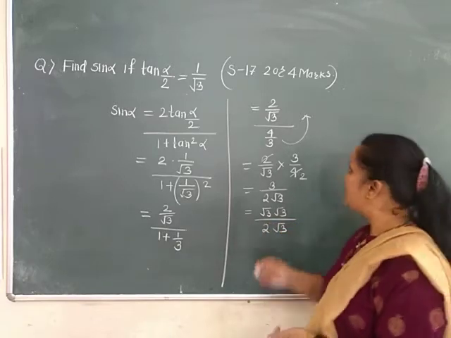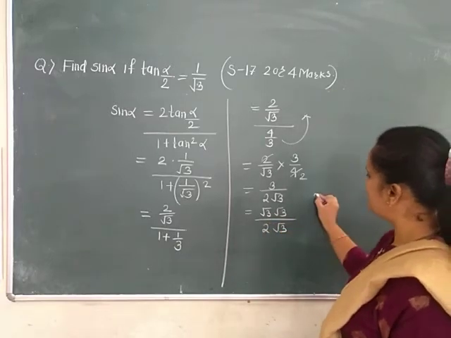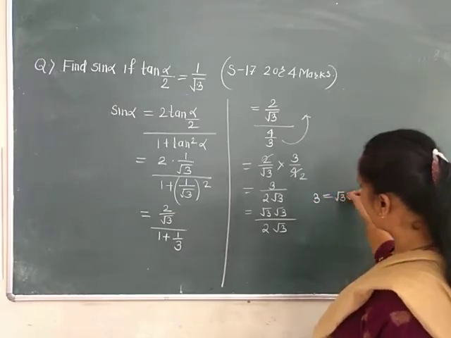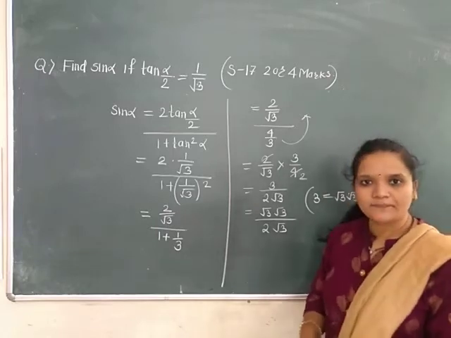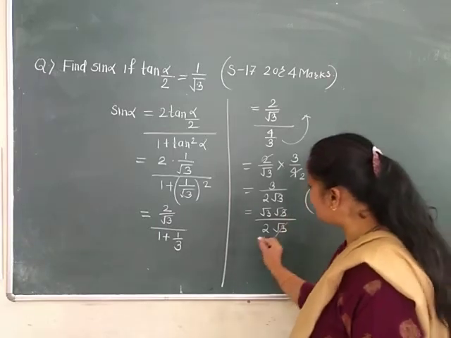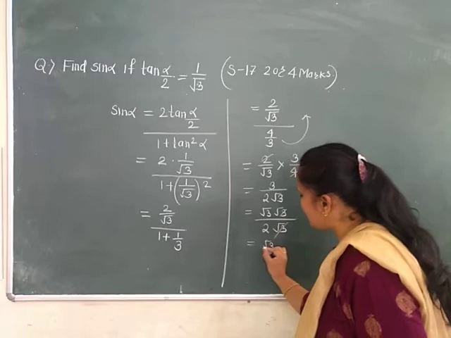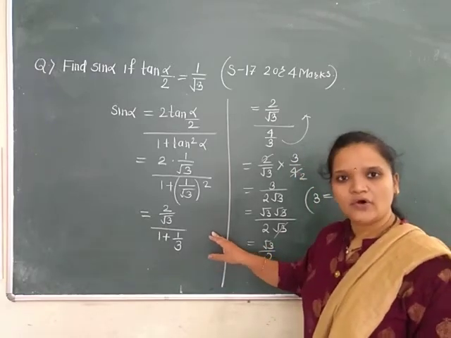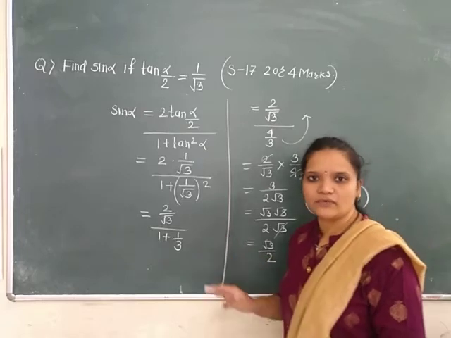Okay, isn't it? We can write 3 as root 3 into root 3 here. Okay, so root 3 gets cancelled and what we get as answer is root 3 by 2. So this is the question of 2 marks or 4 marks. Write down this.